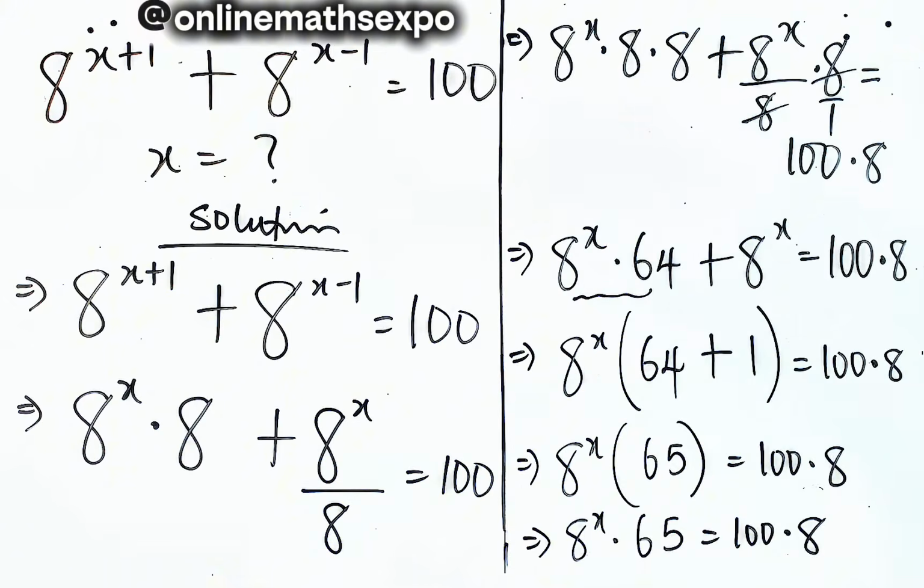Now, what do you think we should do next? We are going to clear this, and to do that, we are going to divide both sides to remove multiplication by 65. Let's do that together.